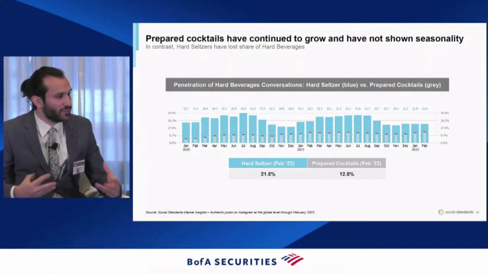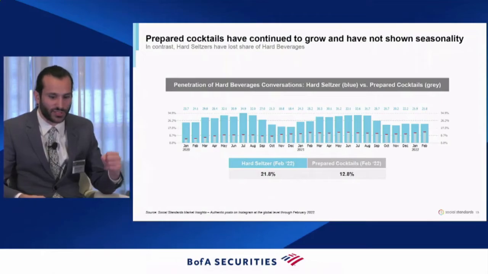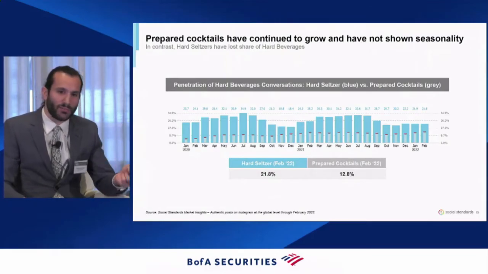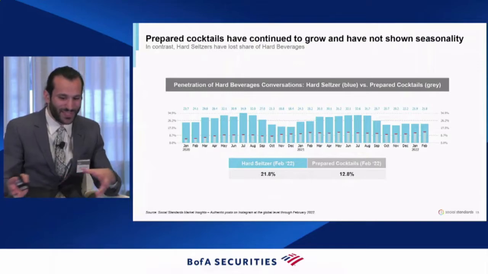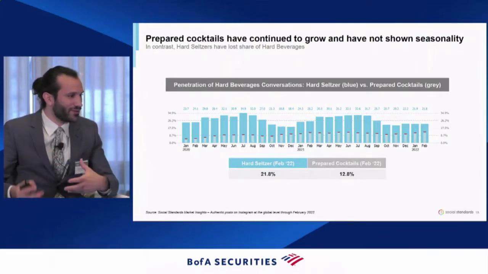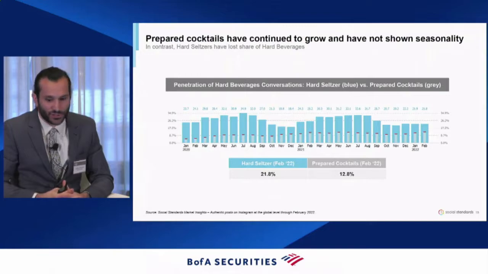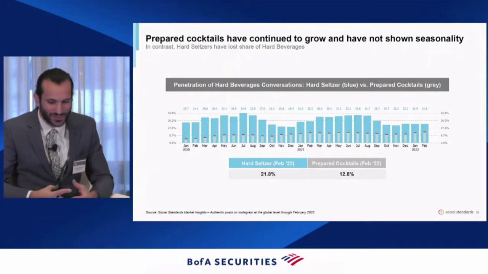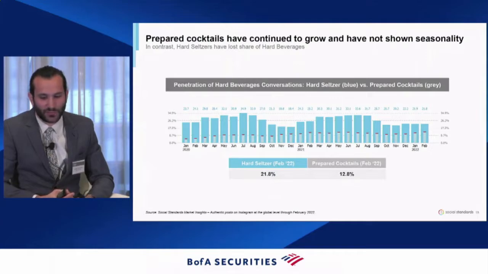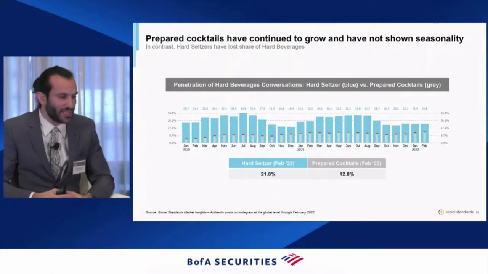The blue bars here are representative of hard seltzer's penetration of hard beverage conversation, and the gray bars are prepared cocktails' penetration of hard beverage conversation. So we can see that over time, in previous summers, we were at around mid 30% penetration of hard beverage conversations from hard seltzer. And then in the winter months, somewhere around the 20s. That's pretty much where we are. Not too much of a difference relative to the past. Certainly down relative to about 24 months ago, while prepared cocktails, you see that steady rise.